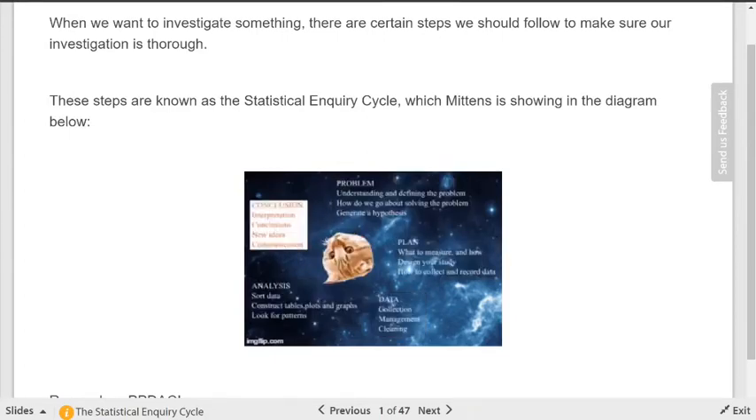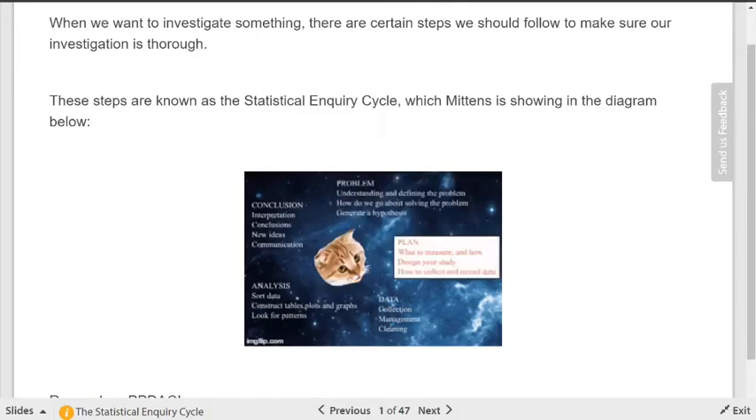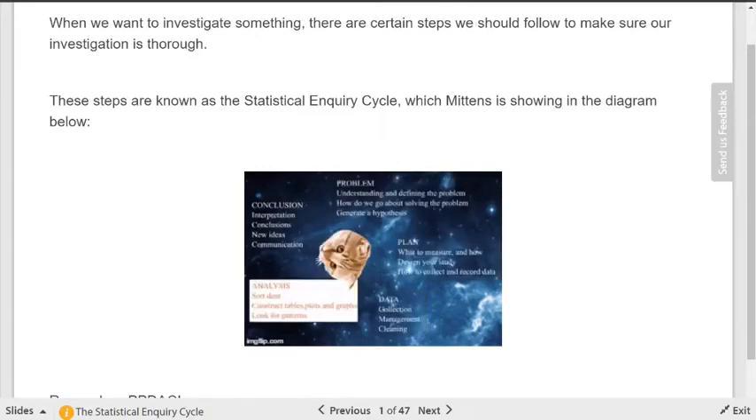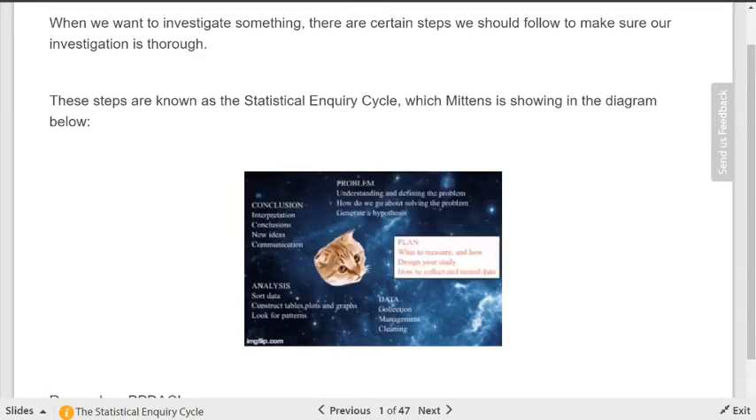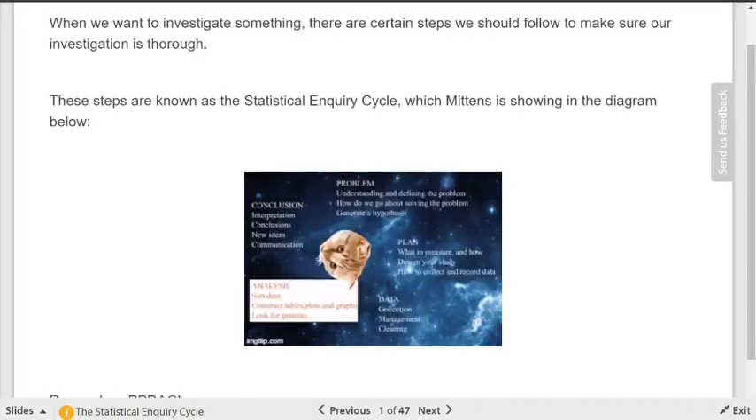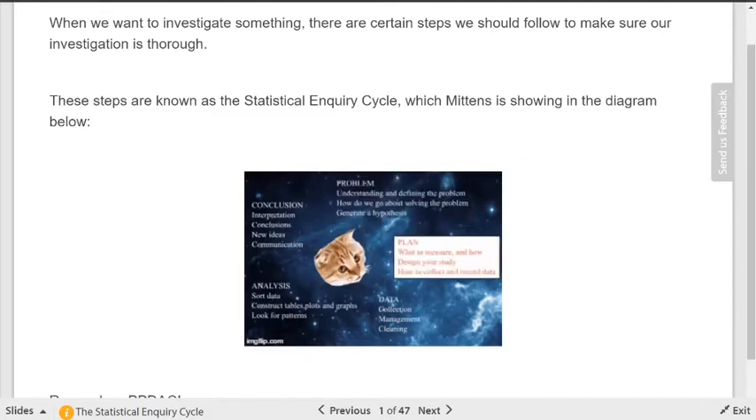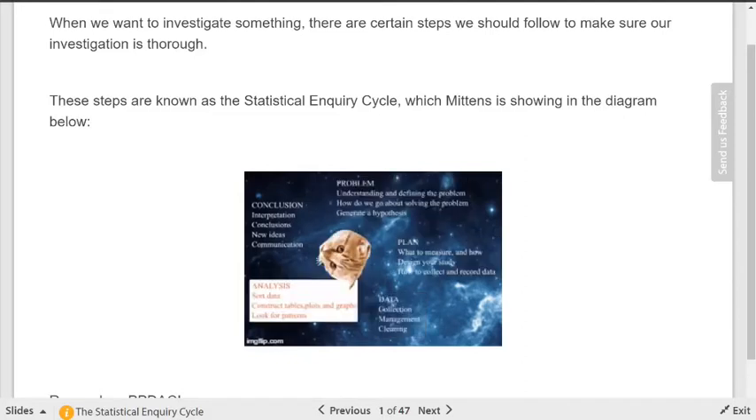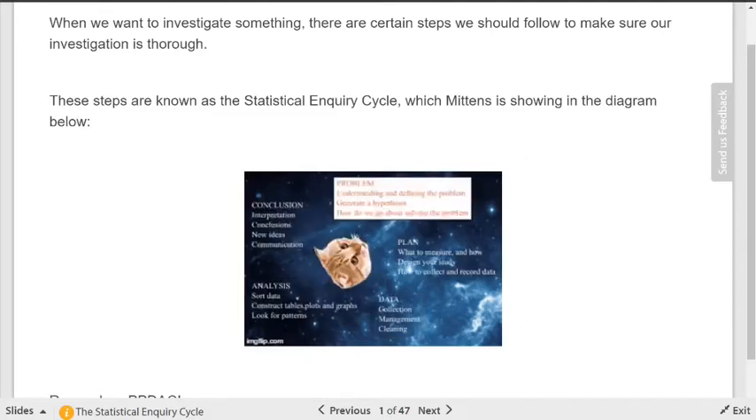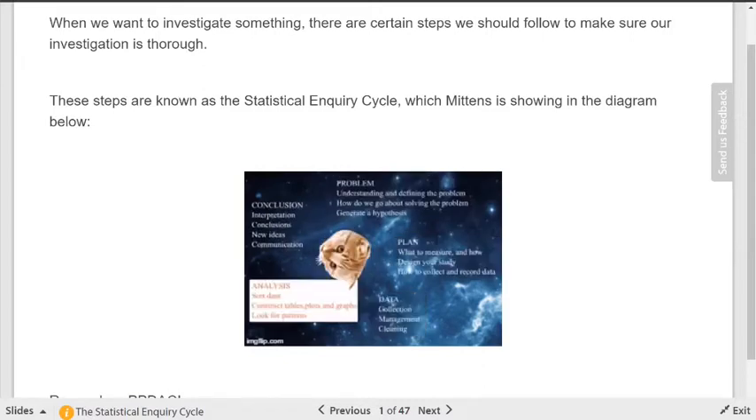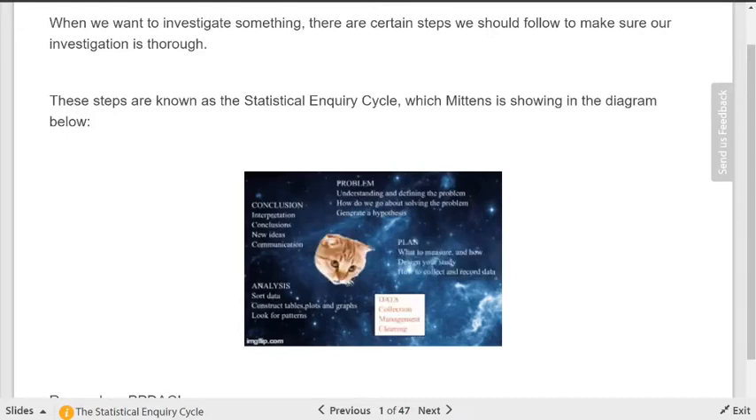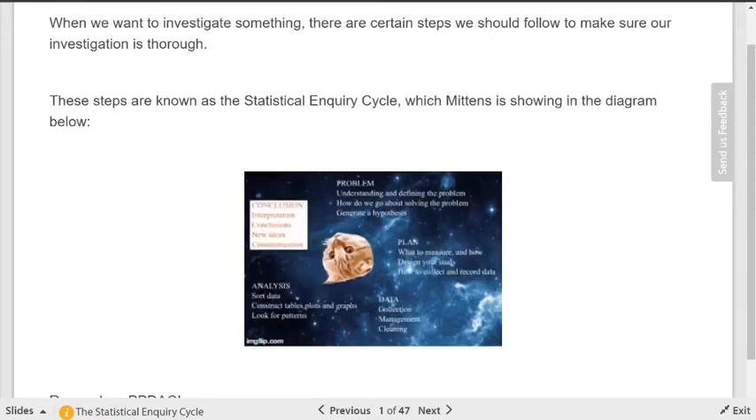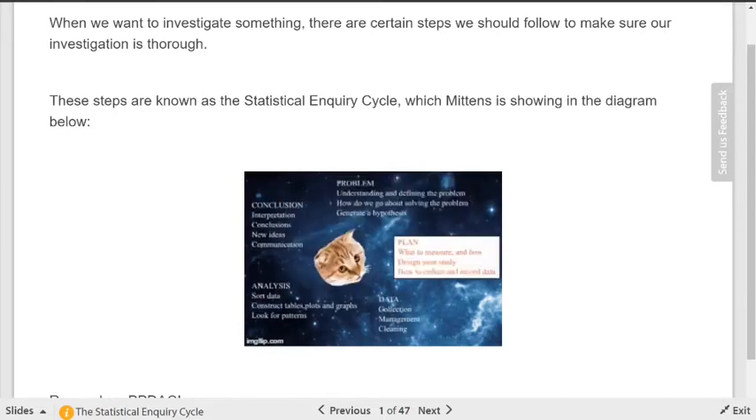First, problem. You need to understand and define the problem you're trying to investigate, so you have to be clear about it. Then the plan comes next. In the plan, you're going to describe what to measure and how you're going to design your study, and then you're going to collect and record your data. So your plan is everything you're going to do to get the data that you need.